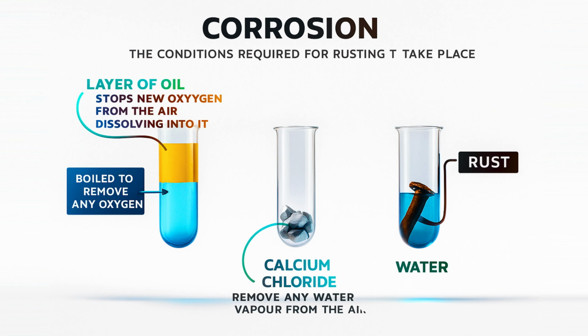In the second test tube, we keep the nail in dry air by using a drying agent, such as calcium chloride, which removes all water vapor from the air. This setup provides oxygen, but no water. Finally, in the third test tube, we place the nail in normal air, with water, meaning it has both oxygen and moisture. If we leave all 3 test tubes undisturbed for several days, we find that only the nail in the third test tube rusts, confirming that both oxygen and water must be present for rusting to occur.